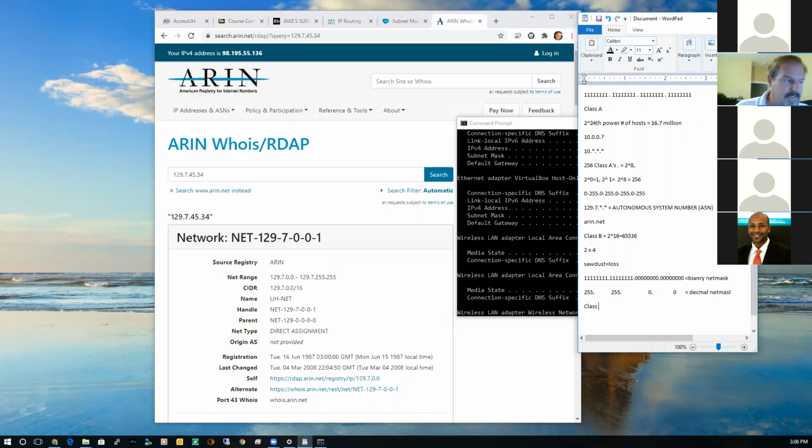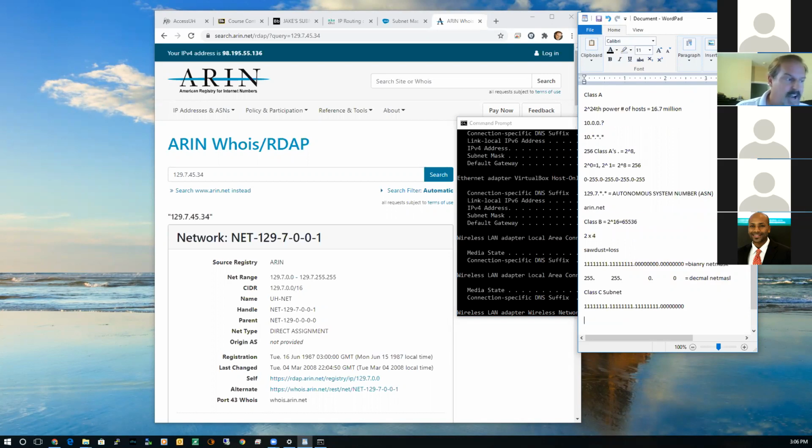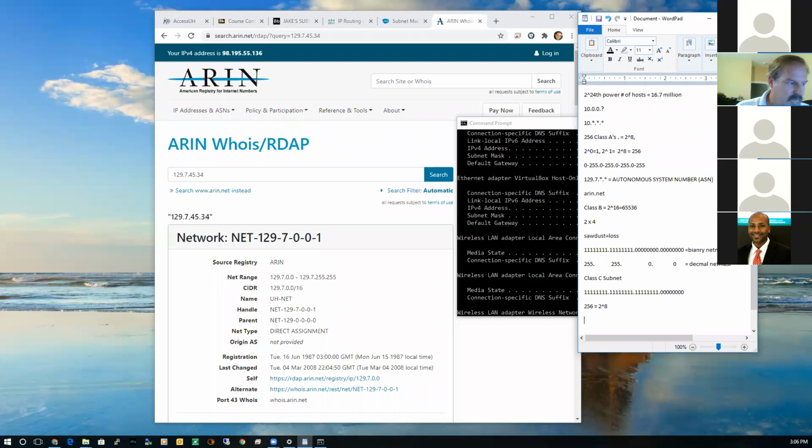A class C subnet is where the first 3 octets stay the same: 1 through 8, dot, 1 through 8, dot, 1 through 8, dot, and then only the 4th octet, 1 through 8, changes. In a class C, you can only have 256 possible IP addresses because that's 2 to the 8th power. There's the 8 bits there.